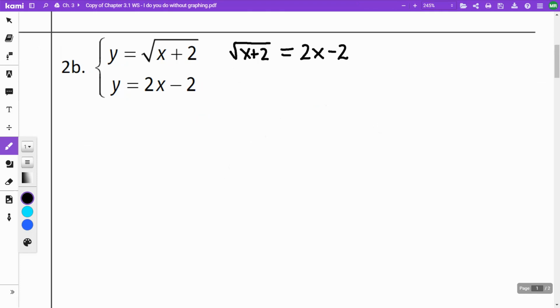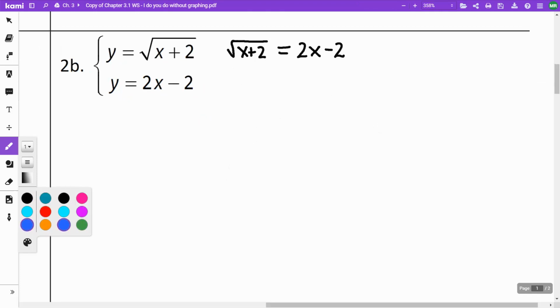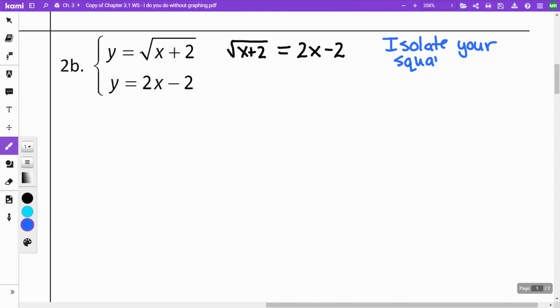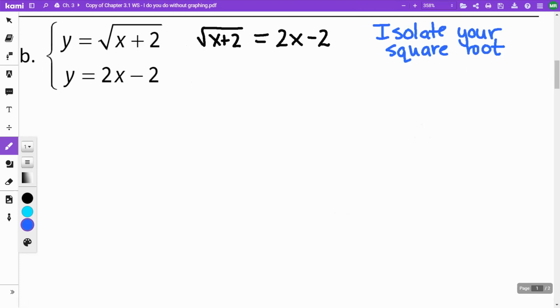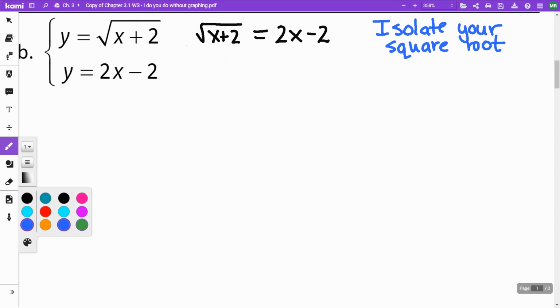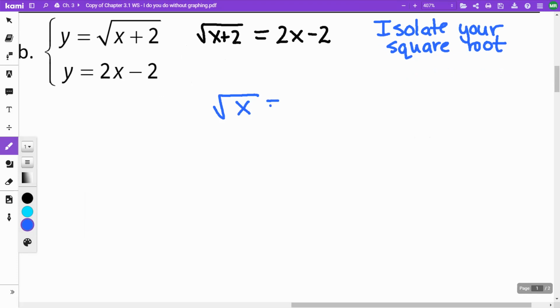Now, when we do a square root, just like when we do an absolute value, you want to isolate your square root. Okay, you want to isolate your square root. And again, just like an absolute value. Okay, I'm just going to jot this down and I'm going to erase it here in a second. If I have the square root of x is equal to 3, that's acceptable. If I have the square root of x is equal to negative 3, that is not acceptable.